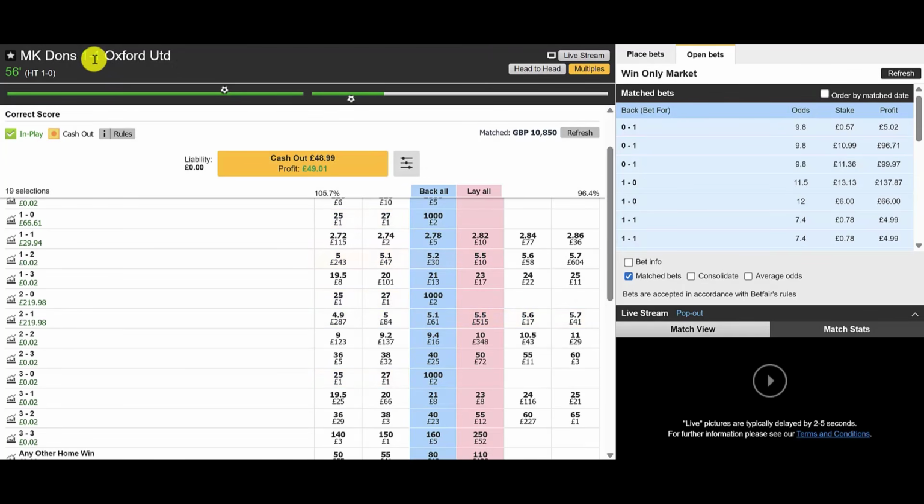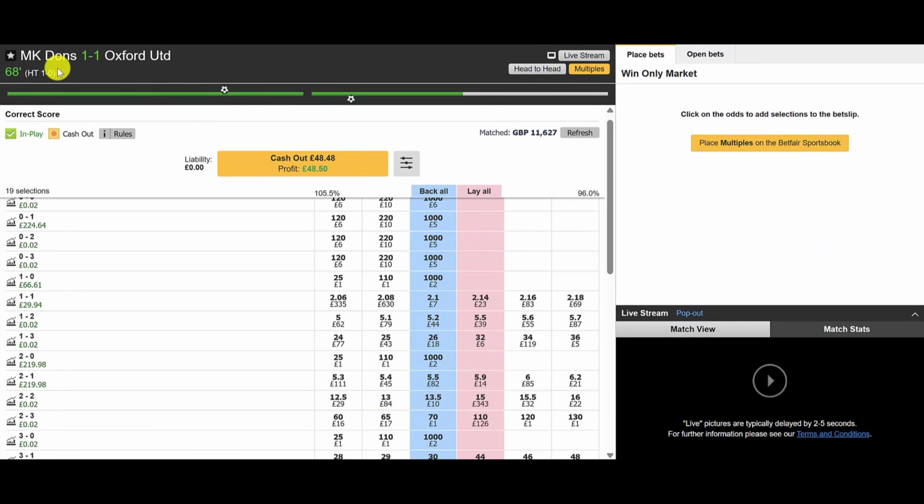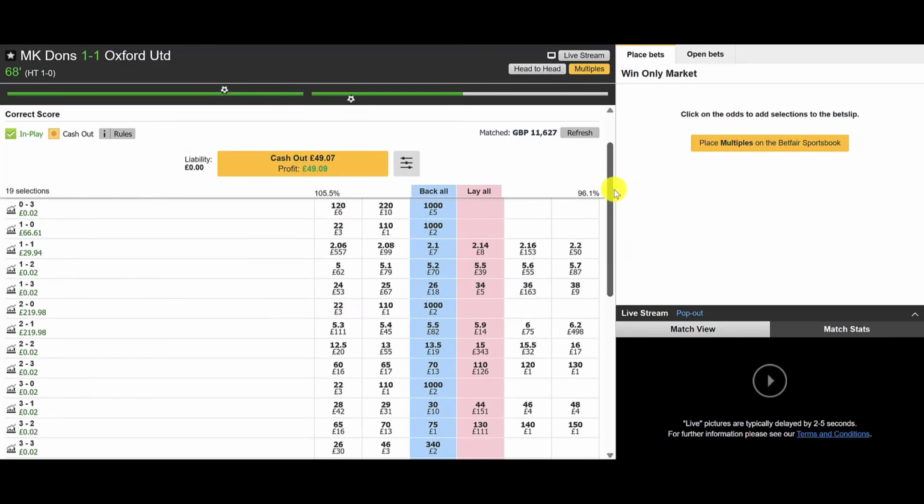It's MK Dons 1, Oxford United 1. Who's going to get that next goal? So fast approaching the 70th minute in this one. It's still MK Dons 1, Oxford 1. So MK Dons haven't regained the lead in the meantime. But anyway, look, it could obviously be Oxford who nicked this late on. It could just be the one goal in this. So we want to do something just in case Oxford do take the lead.